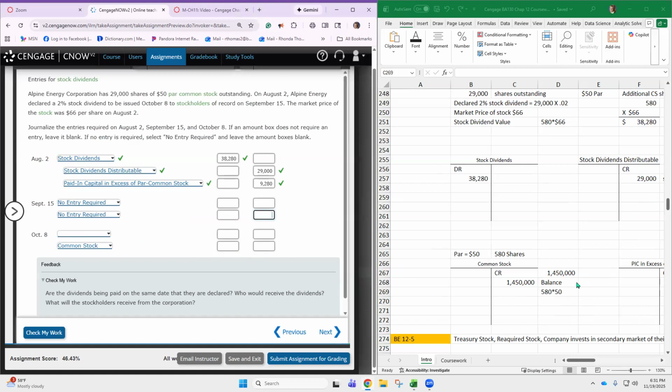When we pay out the dividends, we should be paying out the 580 times 50. So that should be $29,000 extra in common stock. So they now have 29,580 shares outstanding, because the 580 was the extra that we sent out. So the distributable becomes 29,000.